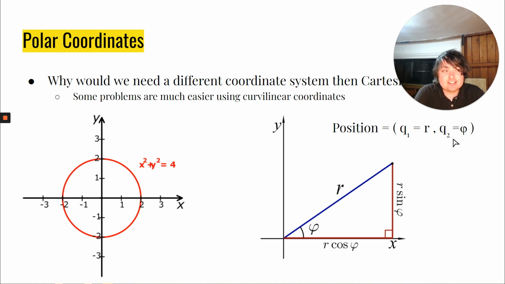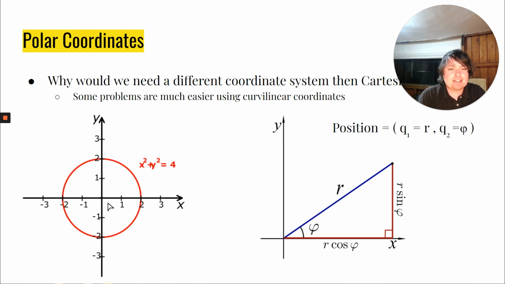So the first example is polar coordinates, where instead of x and y, we change our generalized coordinate to r, the radius, and phi, the angle. And so in this case, we can easily see how to convert from horizontal position into r cos phi, and also the vertical is r sin phi.